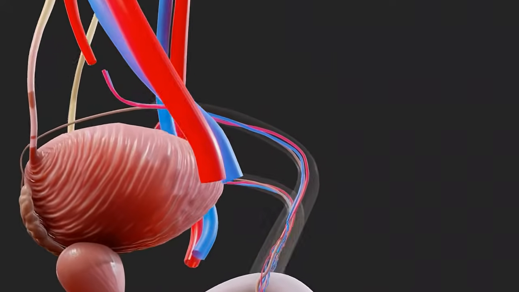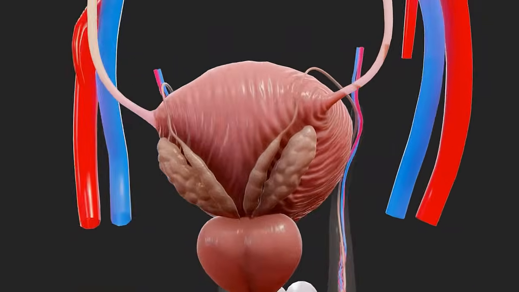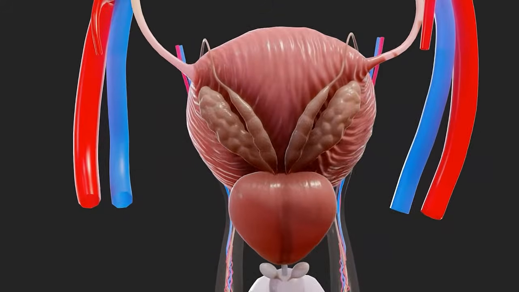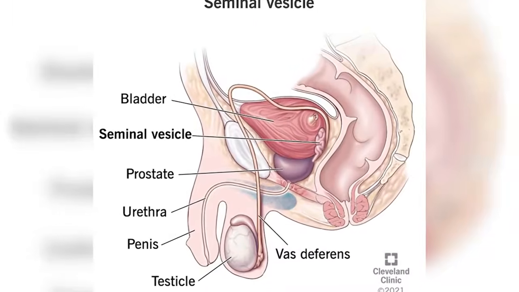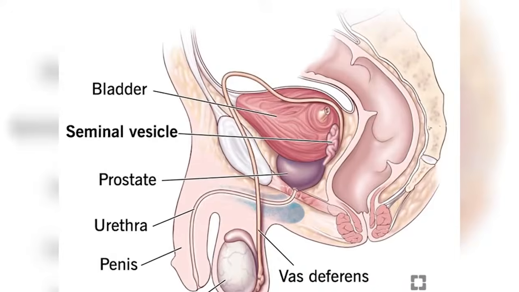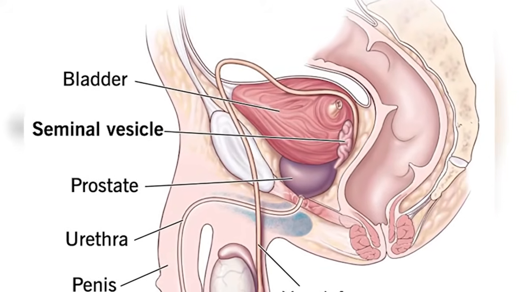This fluid contains nutrients for the sperm and substances that help in sperm motility. The seminal gland's duct fuses with the ductus deferens to form the ejaculatory duct.